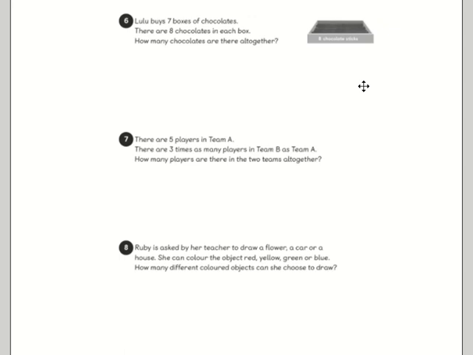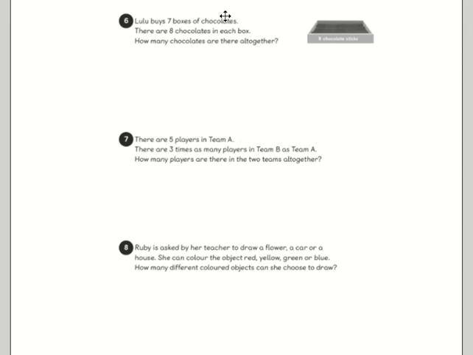Okay, so we've got some more word problems now. Lulu buys 7 boxes of chocolates. There are 8 chocolates in each box. How many chocolates are there all together? So remember, if we're working out all together, we want to know how many there are as a whole. So we're either going to add, we might multiply to make it quicker and more efficient.